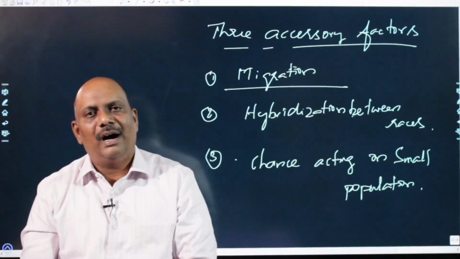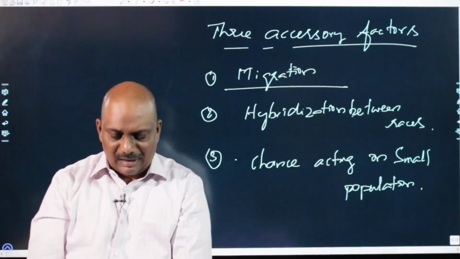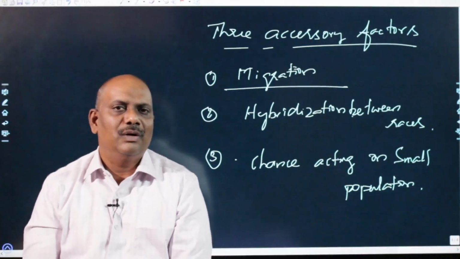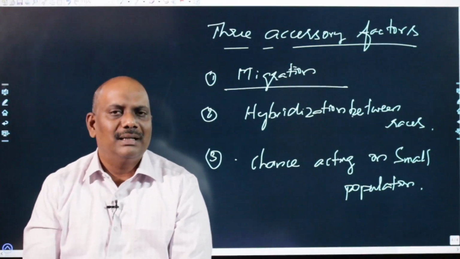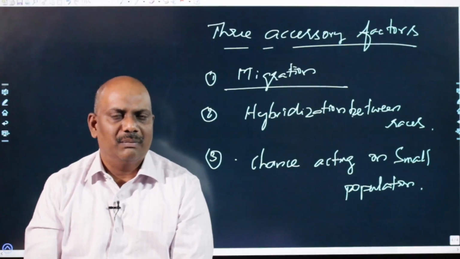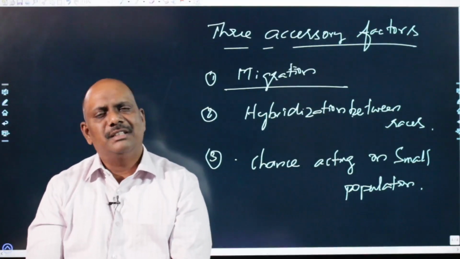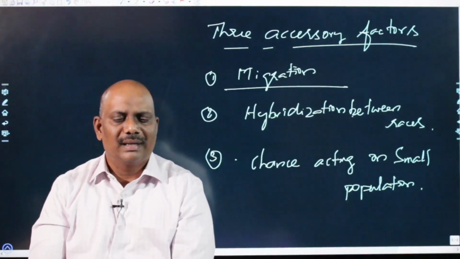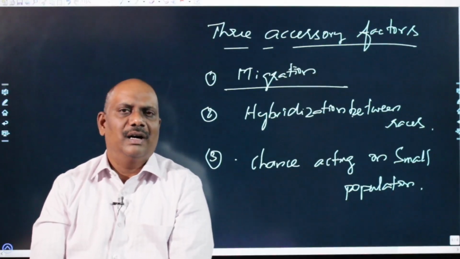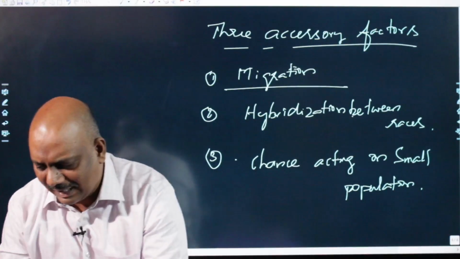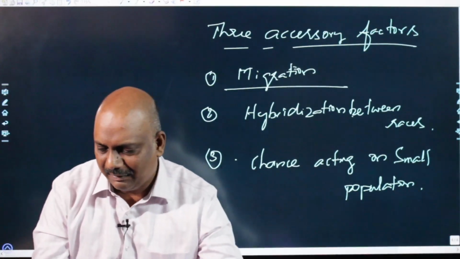So these three are the accessory factors which were not discussed earlier, be it in Darwin's theory or neo-Darwinism: migration of people from one population to another, hybridization between different populations, and chance acting on a small population. Now let us discuss the other aspects of the synthetic theory of evolution.